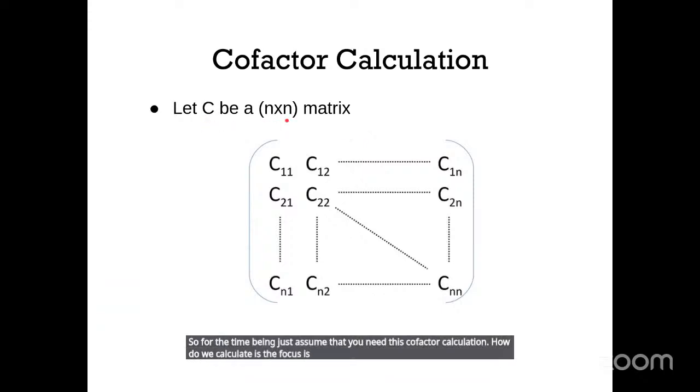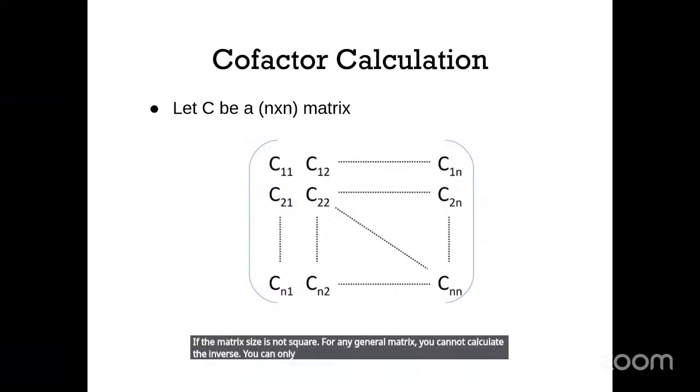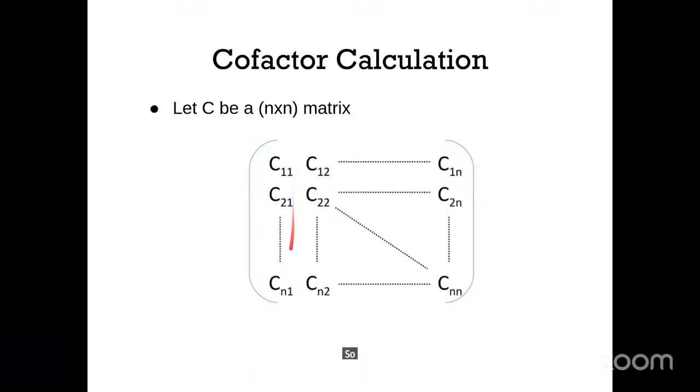Let's say C is an n by n matrix. C is a square matrix. Remember, last time we also said that A inverse can only be calculated for a square matrix. You cannot calculate A inverse if the matrix is not square. For any general matrix, you cannot calculate A inverse. You can only calculate A inverse for a square matrix. So consider that C is a square matrix, an n by n matrix.